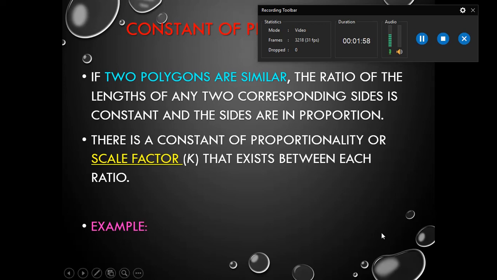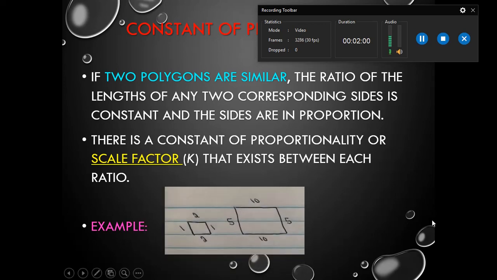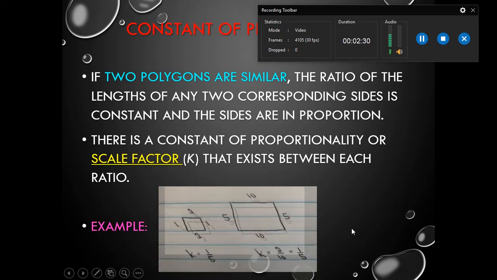Here's an example that I drew. I drew two similar rectangles, and I randomly just made up the numbers. There's really no science behind it. I said on my rectangle, two of the sides are 1 and the opposite sides are 2. And on the bigger figure, the sides are 5 and 10. If I start here with side 1 on the left, I will compare it with side 5 also on the left. So going from small to large, I'm establishing a ratio of 1 to 5.